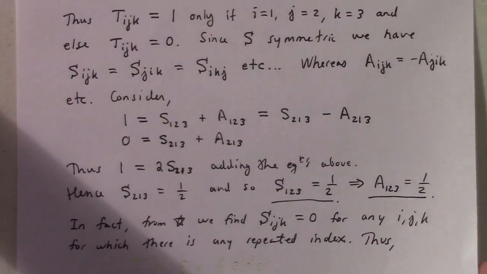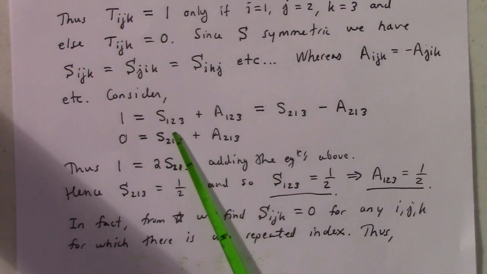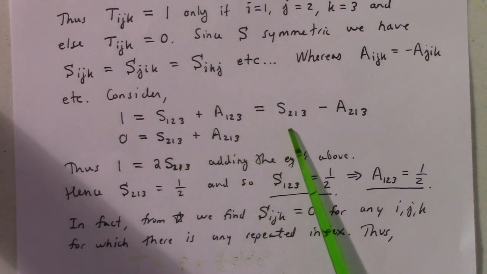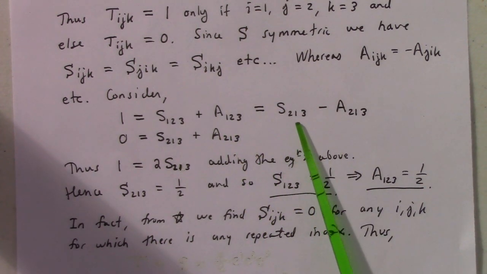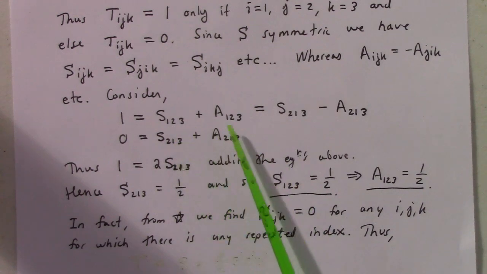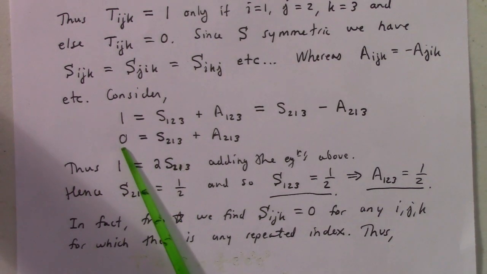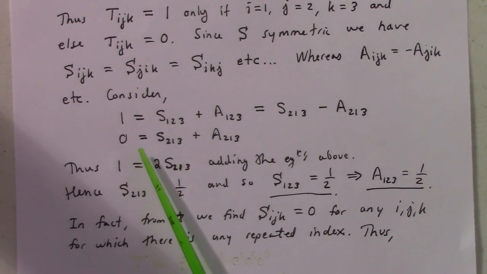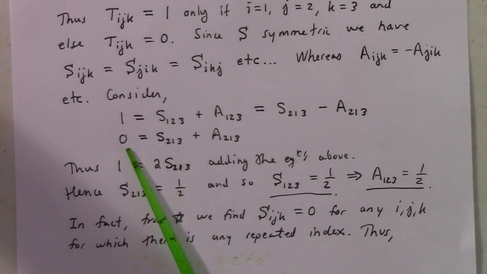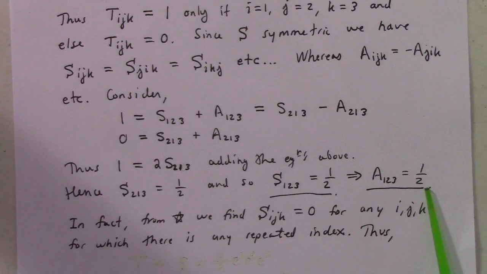As such, we very quickly can get to the fact that 1 is equal to the 1, 2, 3 component of S plus the 1, 2, 3 component of A. Because A is antisymmetric and S is symmetric, S1,2,3 is equal to S2,1,3, and A1,2,3 is equal to minus A2,1,3. On the other hand, 0, when I feed E2, E1, E3 into the tensor, I get 0. But I also get the sum of these two things. When you add these two equations, lo and behold, you get 1 is equal to 2 times S2,1,3, which gives us that the symmetric tensor 1,2,3 component is 1/2. And on the other hand, the antisymmetric 1,2,3 component is equal to 1/2.